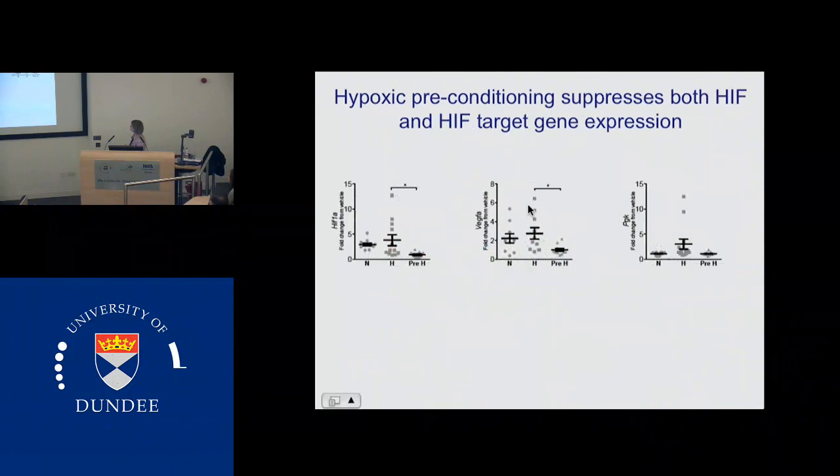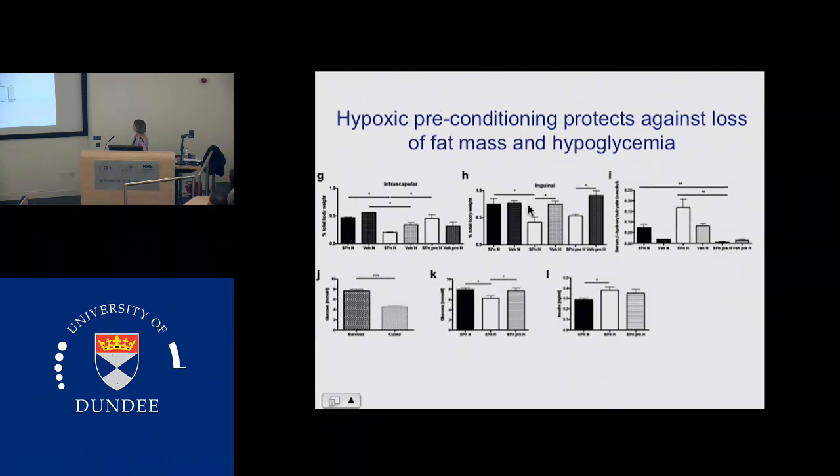So this is just quantitative PCR data to confirm the results of the RNA-seq data, to show you that if you compare hypoxic mice to normoxic mice, you see upregulation of HIF1 alpha that is markedly downregulated by preconditioning to hypoxia. We can see the same pattern in HIF target genes. I've just shown you two, but we've done many more, and they all show the same pattern. So HIF is downregulated and its targets are downregulated.